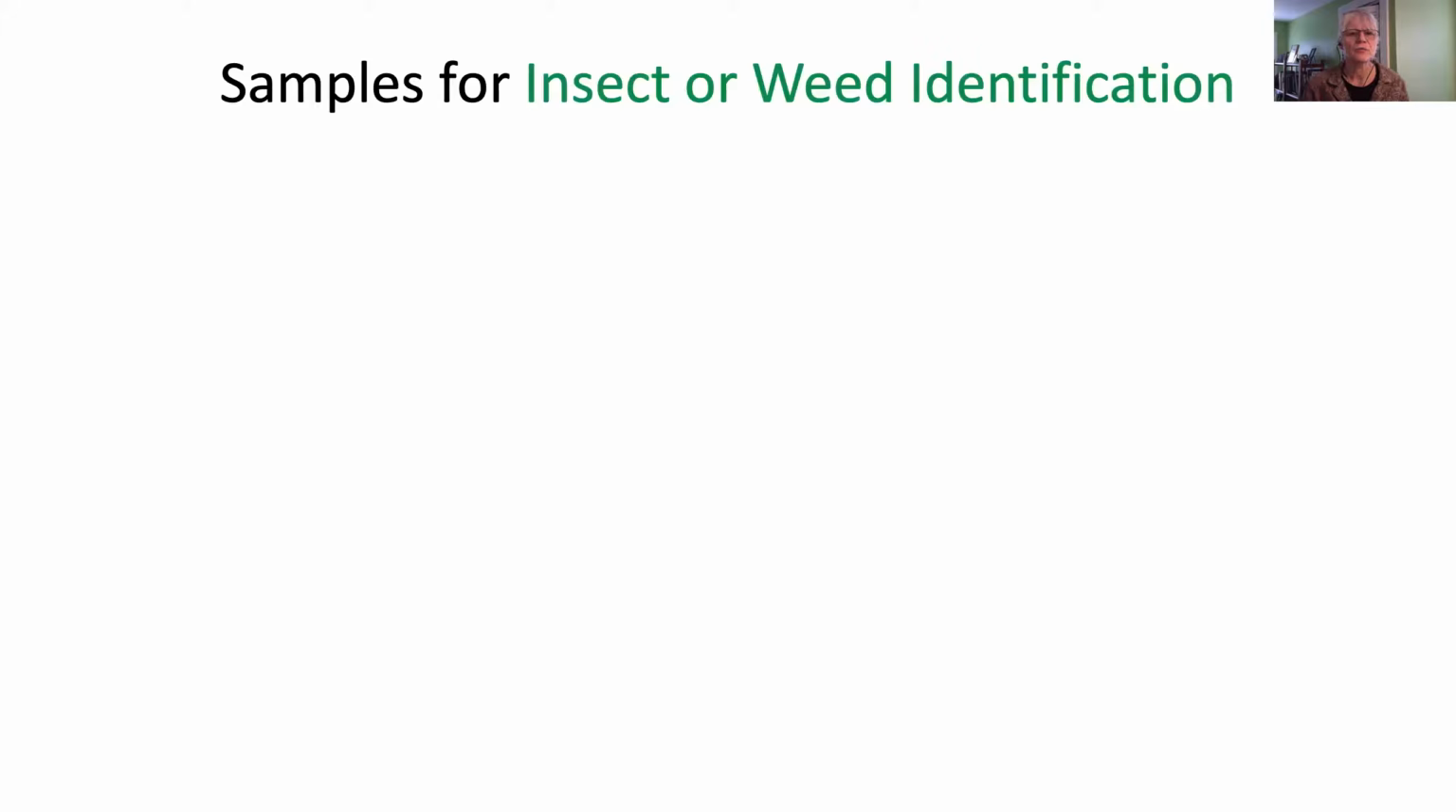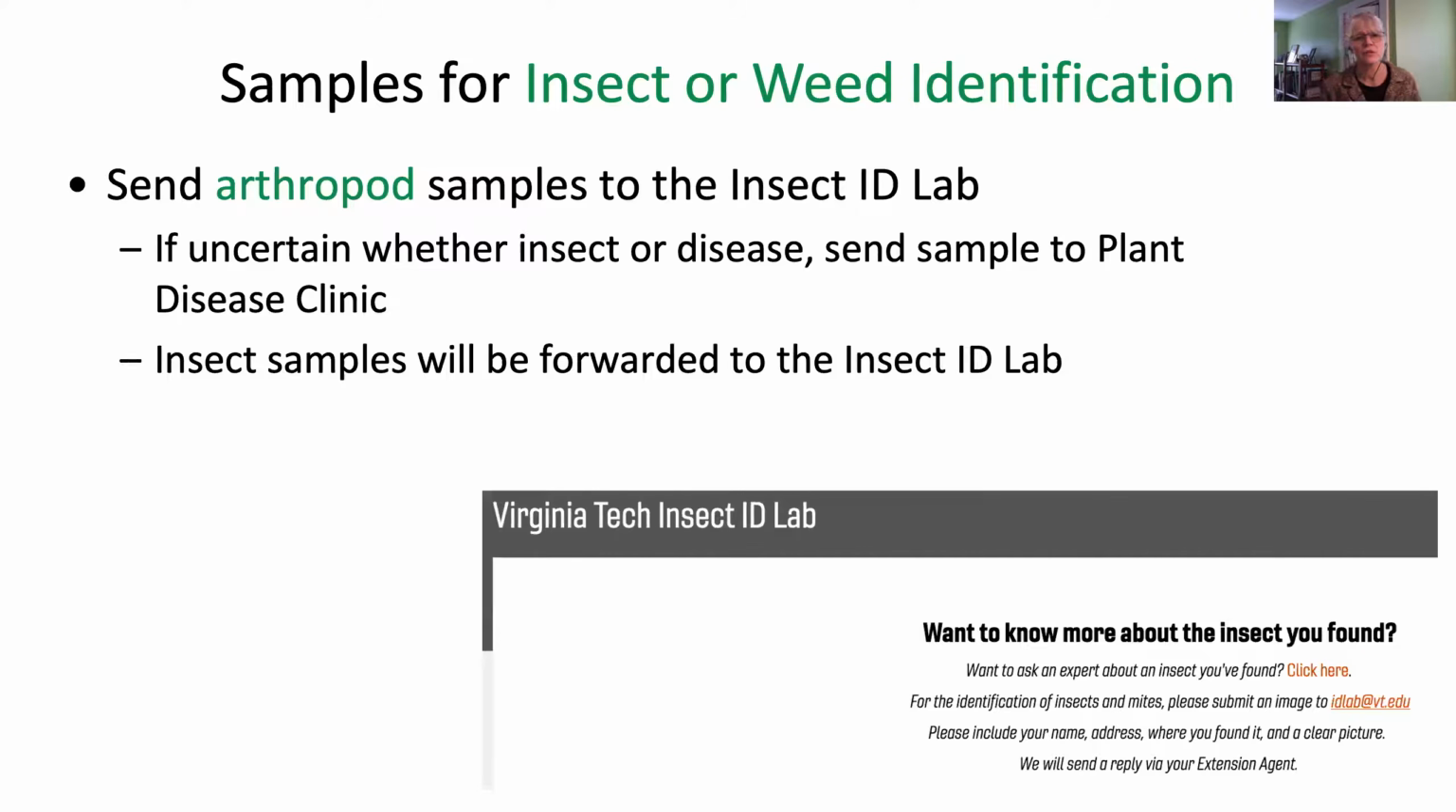Samples for insect or weed identification should go to those respective labs. If you know that your plant has an arthropod problem, either an insect or a mite problem, then you want to send those samples directly to the insect ID lab. In a case where you're uncertain about whether it's an insect or disease, go ahead and send that sample to our lab with our form, because we require a lot more information about our samples. Then if it turns out it's a disease, we'll have that information. And if we decide that it's an insect problem, we will forward that sample to the insect ID lab.